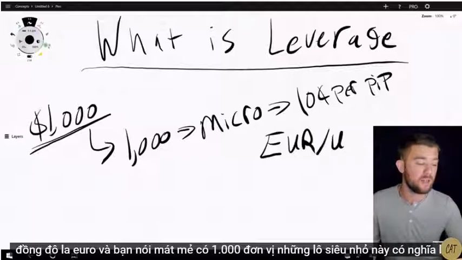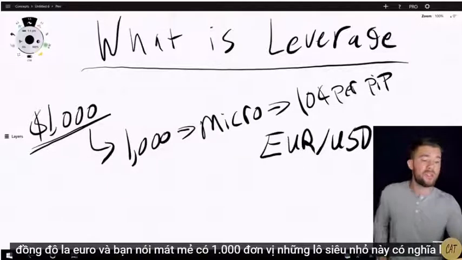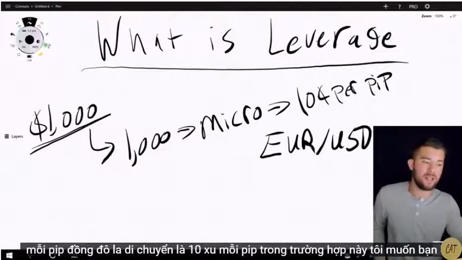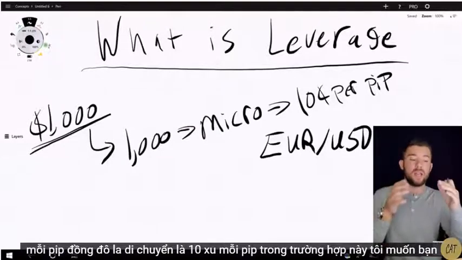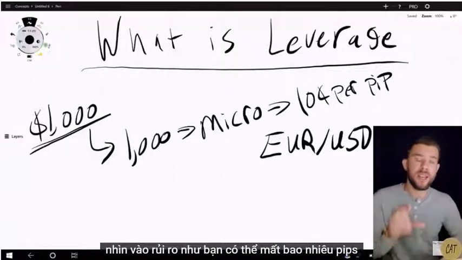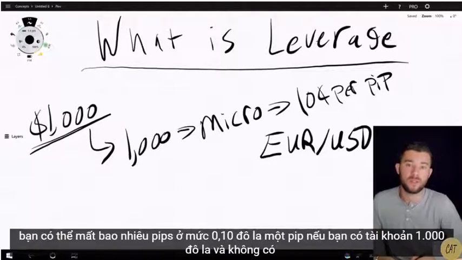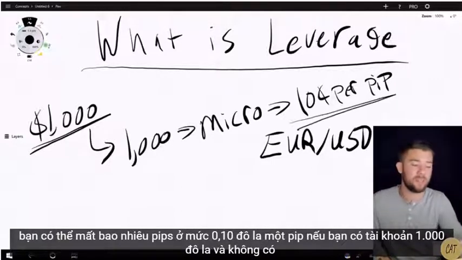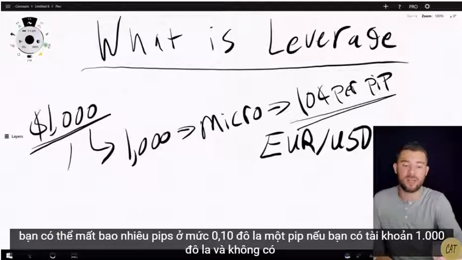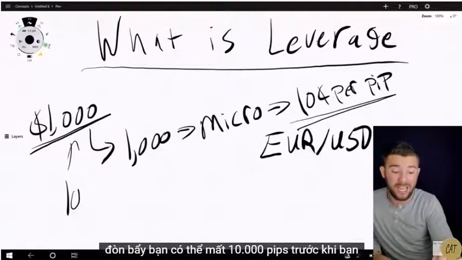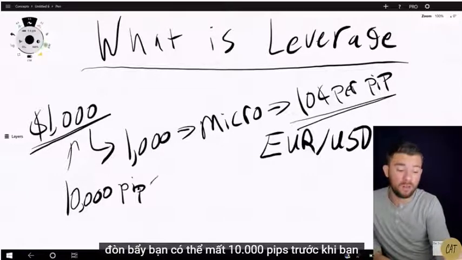You say, cool, I have 1,000 units. This micro lot means that every pip the euro dollar moves is 10 cents per pip. In this case, I'll list how many pips you can lose. How many pips you can lose at 10 cents a pip if you have a $1,000 account and no leverage? You can lose 10,000 pips before you blow your account.